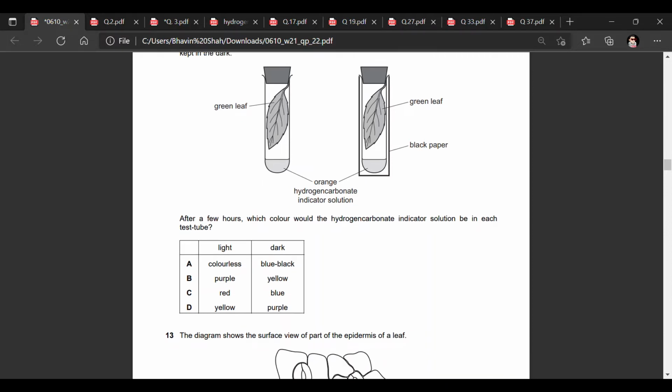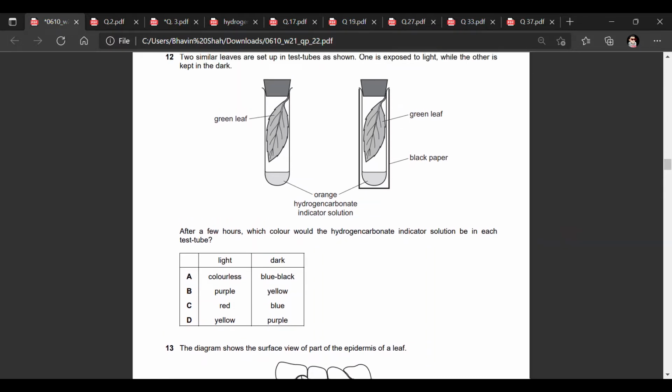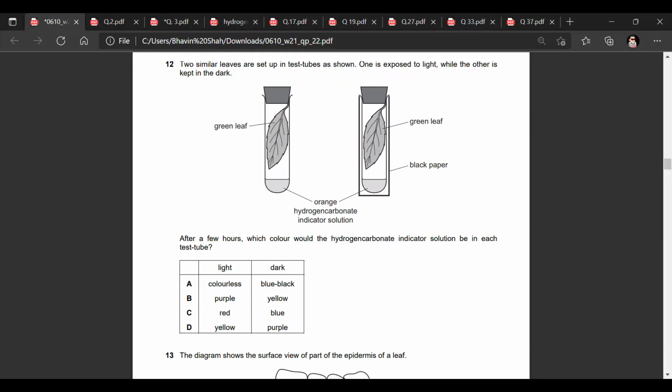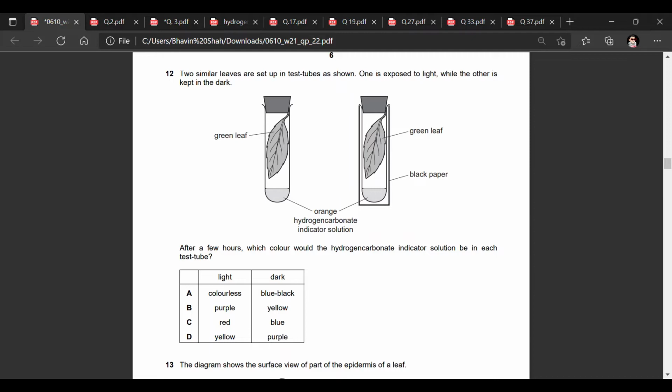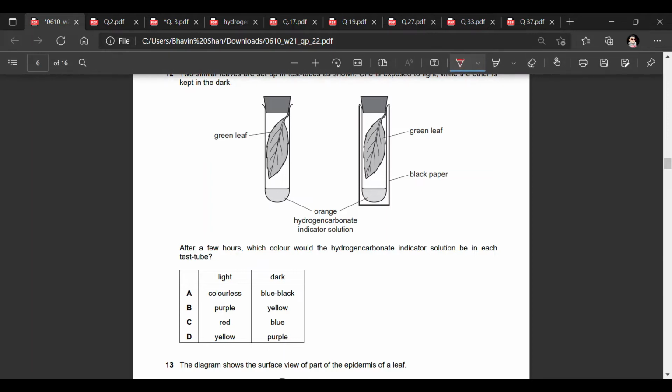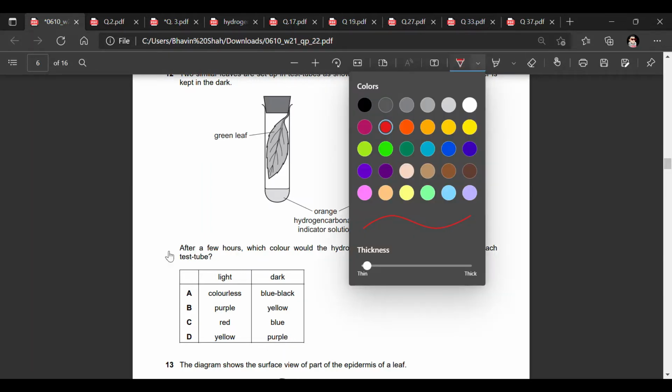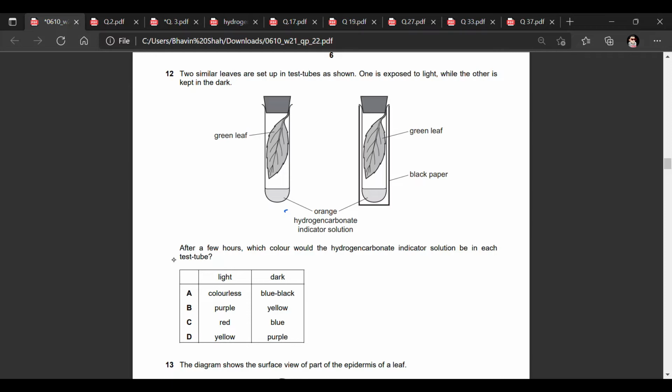After a few hours, which color would hydrogen carbonate indicator solution be in each of the test tubes? Now, when we are looking at the leaves over here, we understand that these leaves, when they are kept in the black paper, means they are telling you that it is kept in the dark. What exactly happens in the light and in the dark? We need to understand this first.